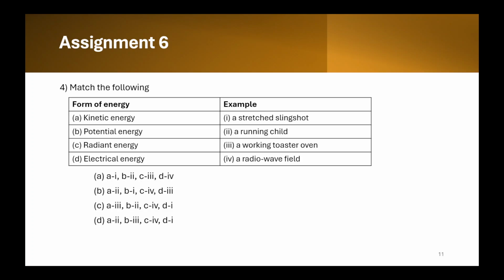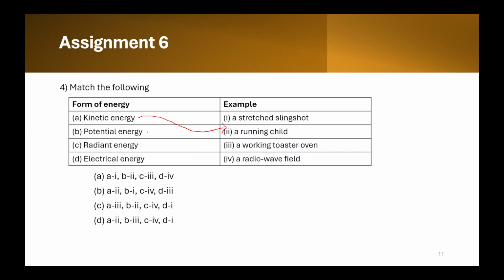Match the following. We need to match the form of energy with its example. So what will be the example for kinetic energy? Will it be a stretched slingshot, a running child, a working toaster oven, or a radio wave field? I guess the correct option here will be the second option in the right column, because kinetic energy is the energy possessed by an object owing to its motion. A running child will have some velocity, so it will possess some kinetic energy. Next, the next part is potential energy.